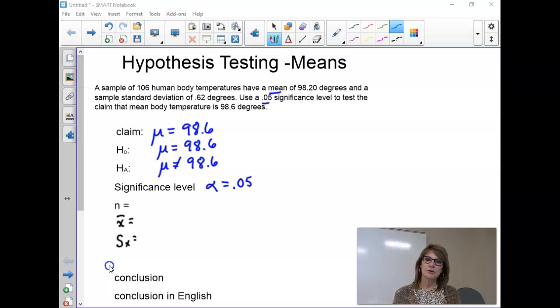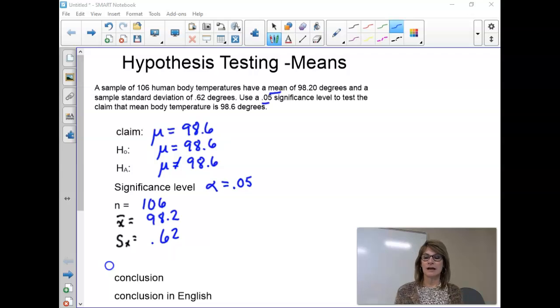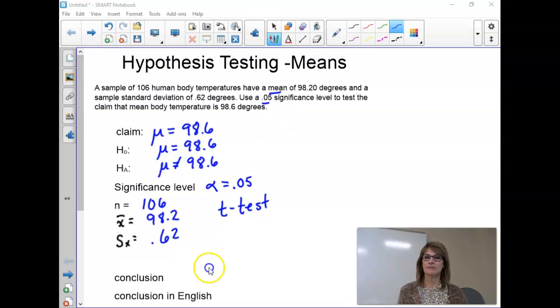And then we'll go through the problem and write down everything we know. Do we know how many is in the sample? Yes. Do we know the sample mean? Yes. Do we know the sample standard deviation? Yes. So at this point, it comes time to do the test. And the test we're going to do is a t-test, because we have a sample standard deviation.